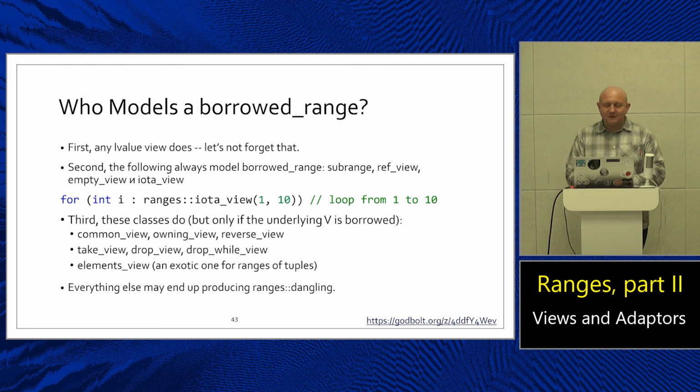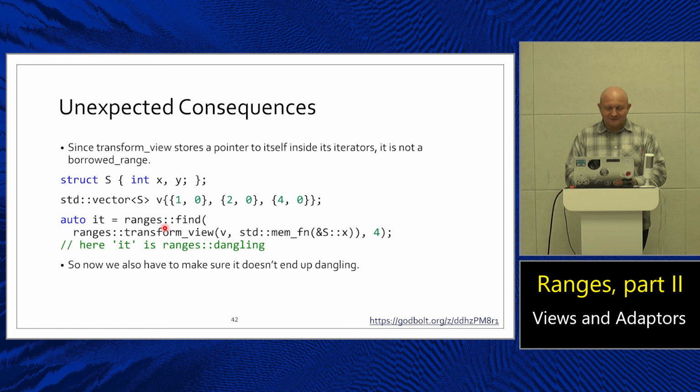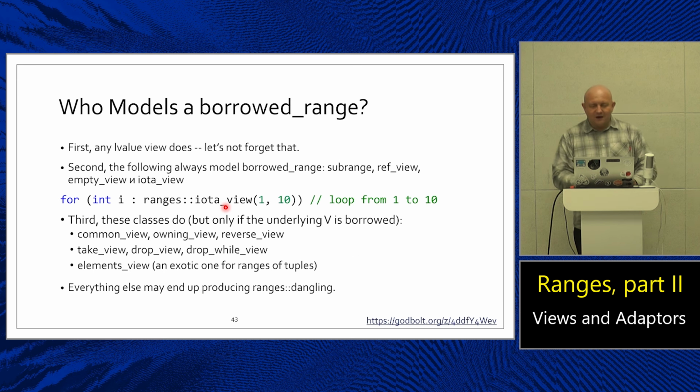First of all, don't forget the simplest case. Any lvalue range is a borrowed range, period. If something is an lvalue, it lives longer than any expression before it dies. If I take a transform view and store it in a variable, everything is great. Nothing dangles.